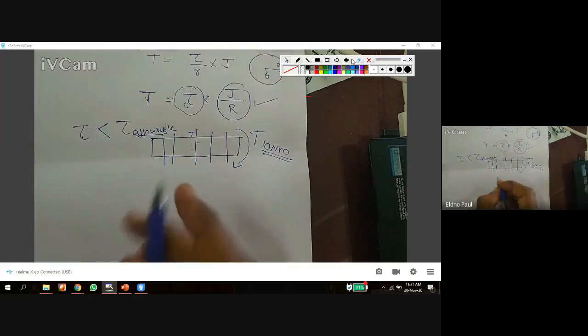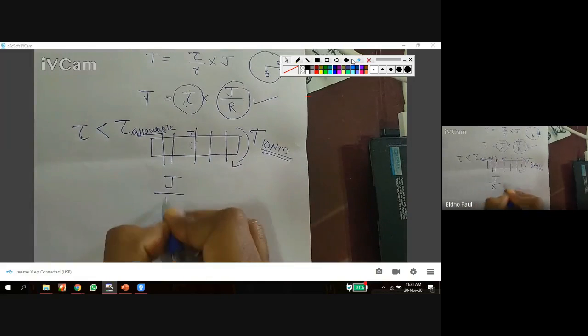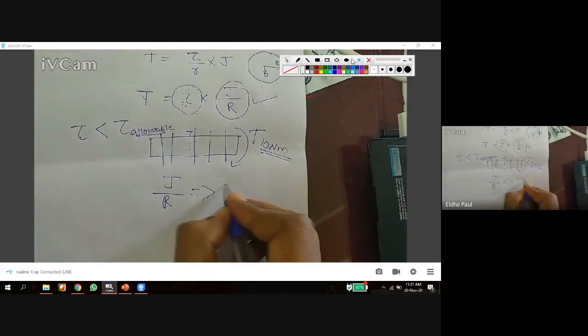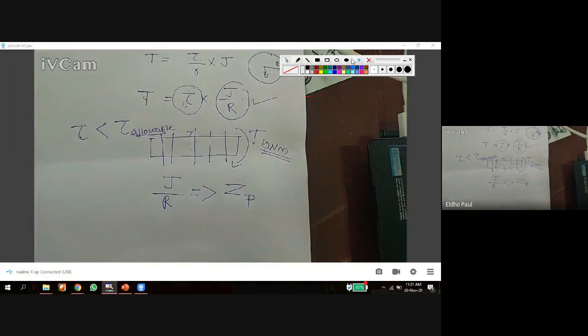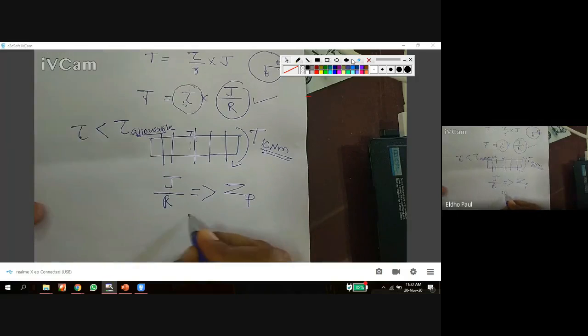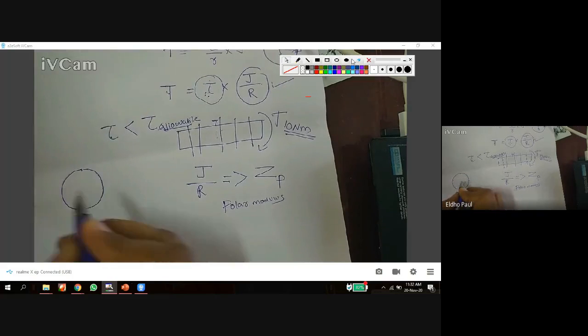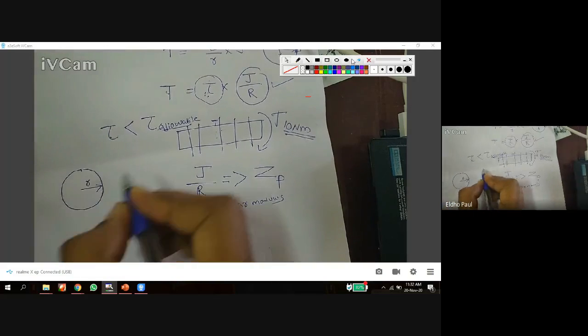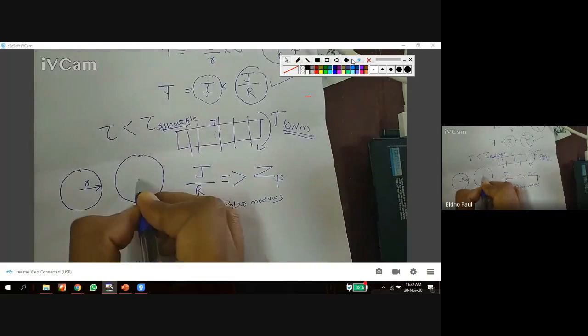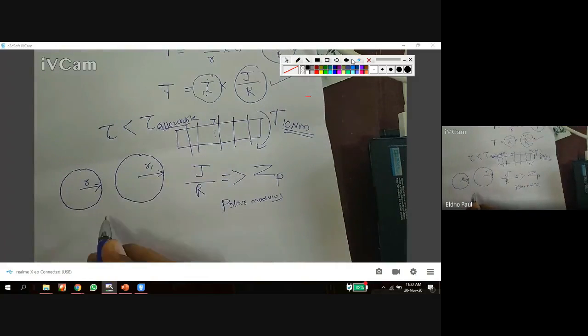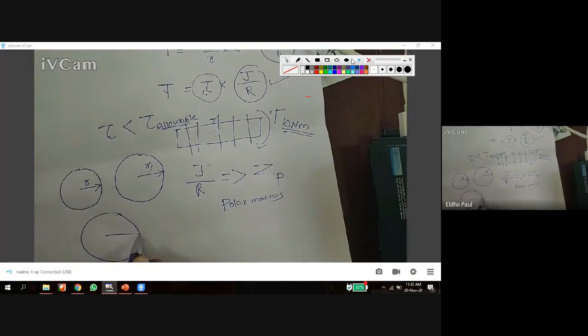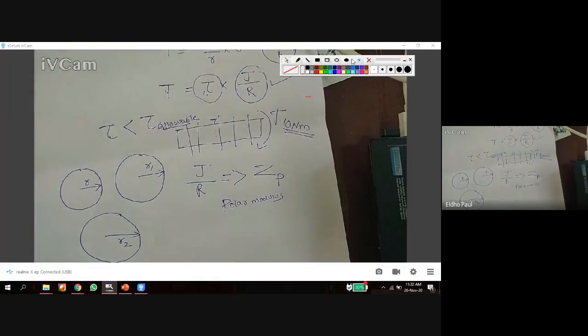And this J by R is called, sorry, polar modulus. This is called polar modulus, denoted by Z P. I am taking shafts of three cross sections: one shaft with a radius R, another shaft with radius R1, another with radius R2.